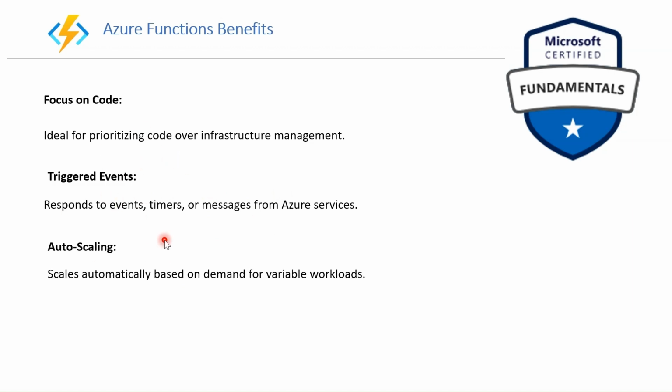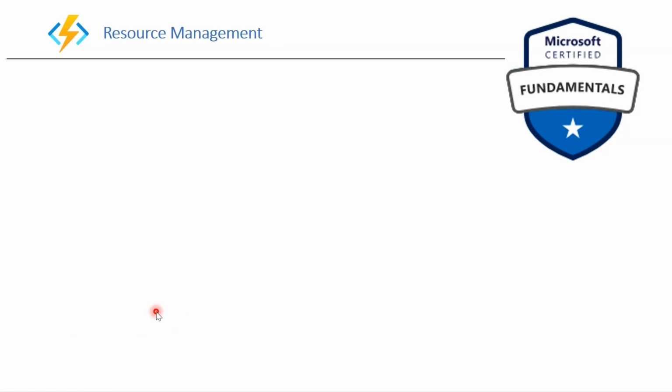Auto scaling: scales automatically based on demand for variable workloads, and cost efficient as well. Charges only for CPU time during execution. So it only charges you for CPU time when it executes, so it's cost efficient as well. Right. Now let's look at the resource management aspect of Azure function. Efficient allocation: allocates resources on trigger, deallocates on completion. All right, this is a very important one.